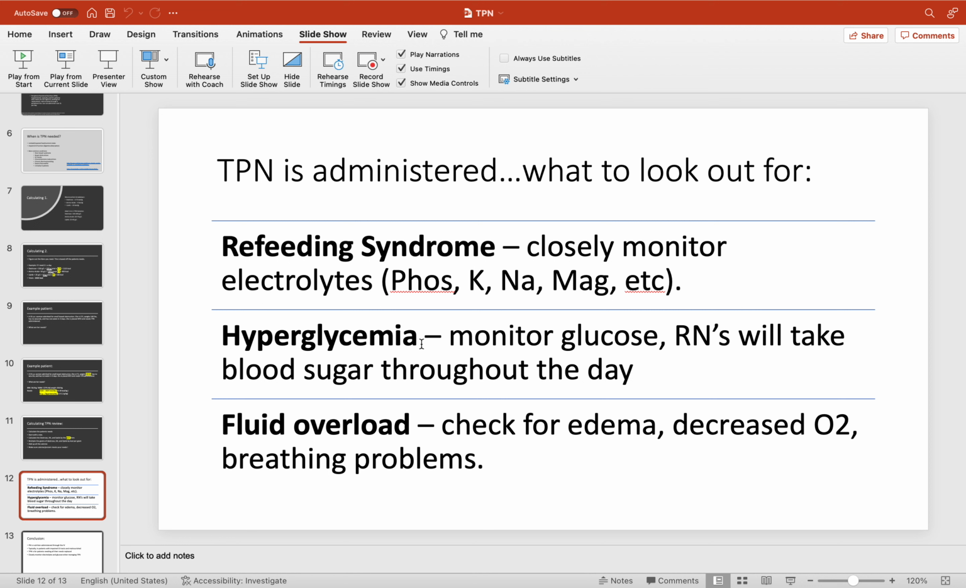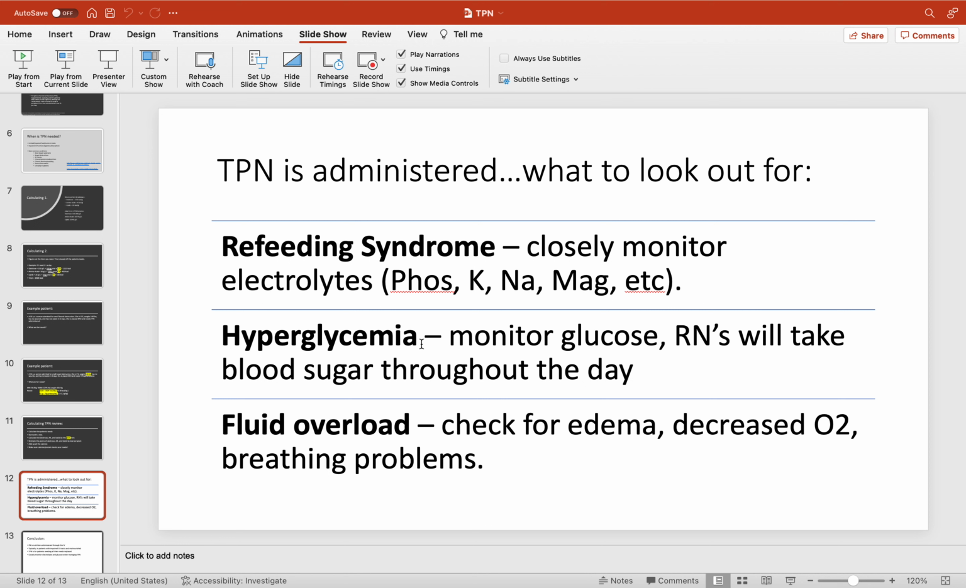So it can really increase that amount in patients, which is why when I was manipulating my macronutrients, I was saying I typically don't like to increase the dextrose if I can avoid it, because I don't want to cause hyperglycemia in patients. And so always try to increase either your amino acids or your lipids if you can. If you need to increase the dextrose a little bit, that's okay, but just make sure you watch it. And RNs will be taking blood sugar throughout the day. They typically take it about 4 times a day.